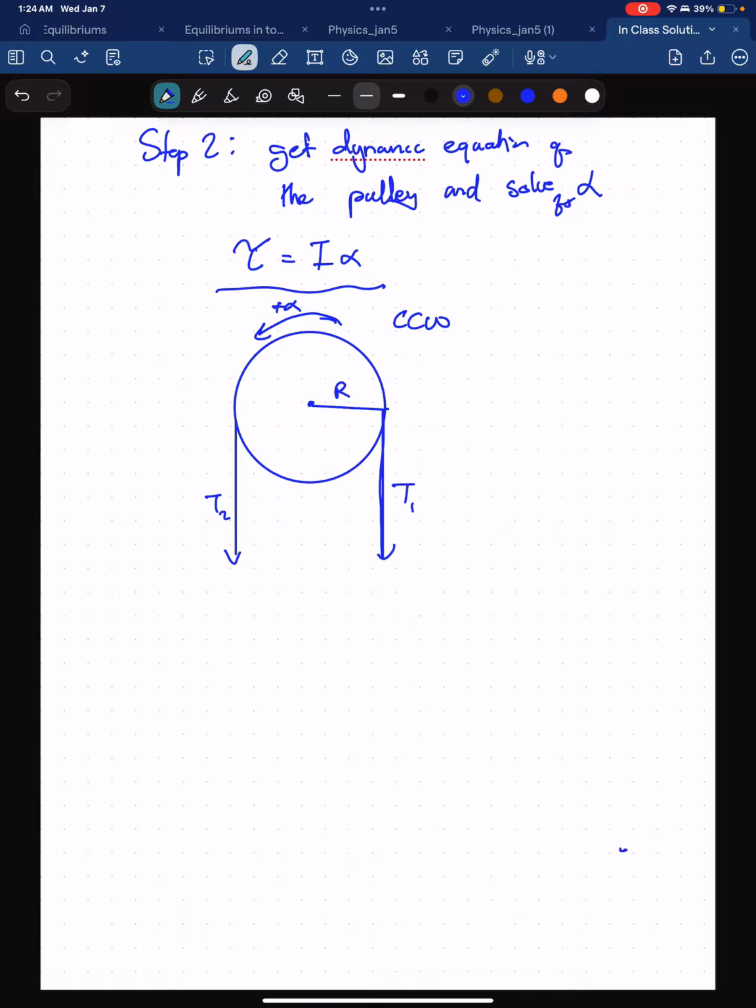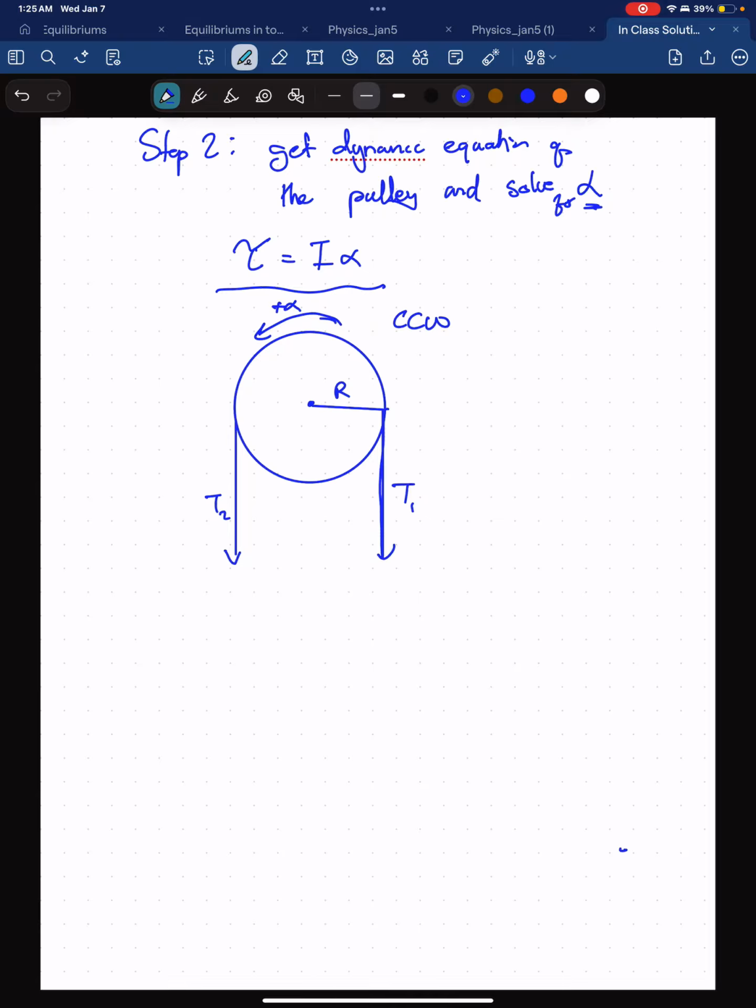But anyway, so T1 has a weight M1 on it. So I know the system is going to move counterclockwise because T1 is going to pull it in that direction. That's what we're moving counterclockwise. But that's important for a later step. So yeah, let's get more information on the system here. So step 2 will be get dynamic equation of the pulley and solve for alpha.